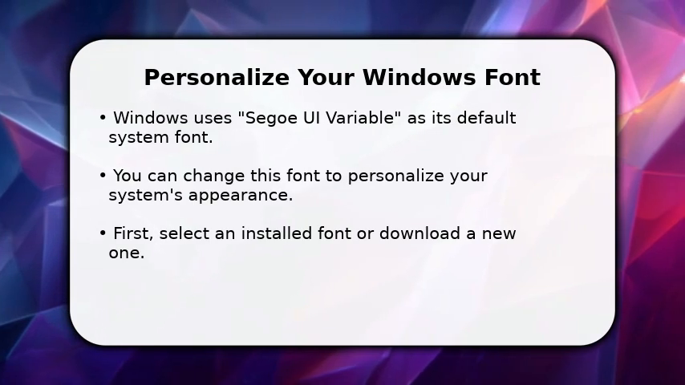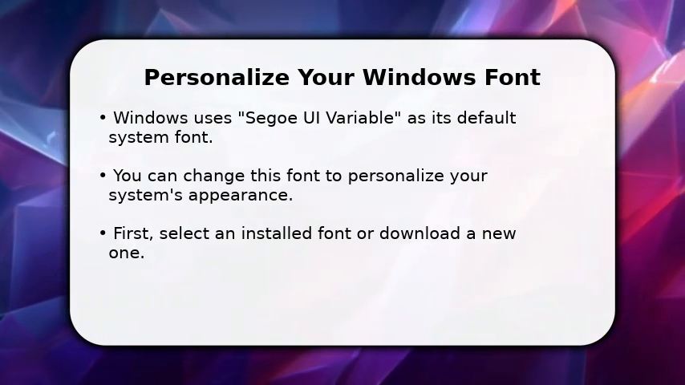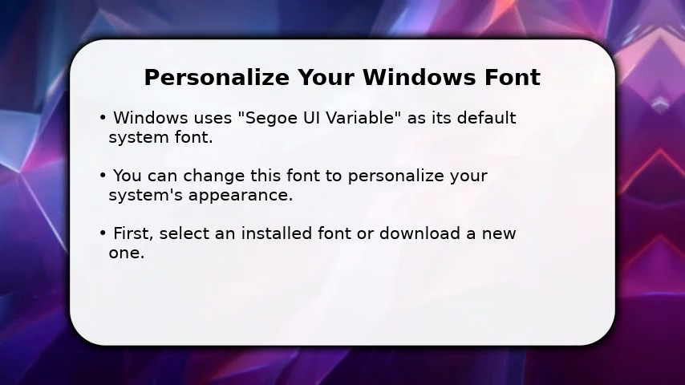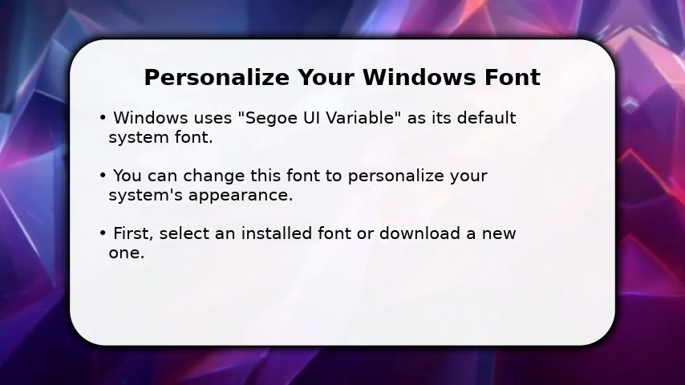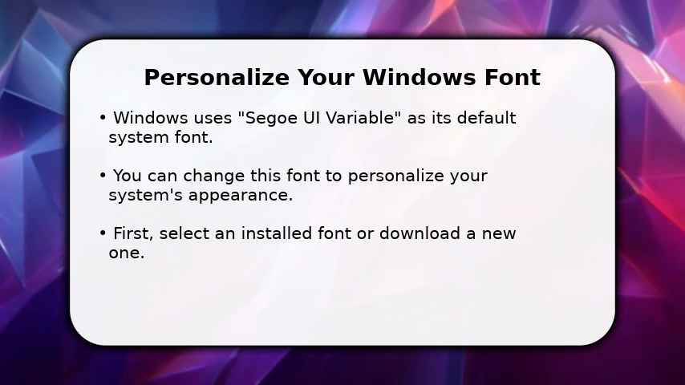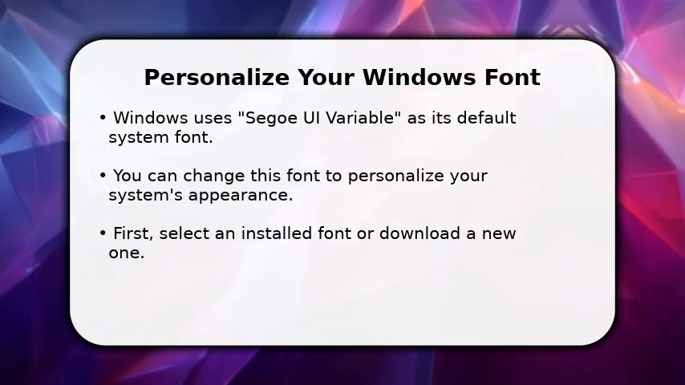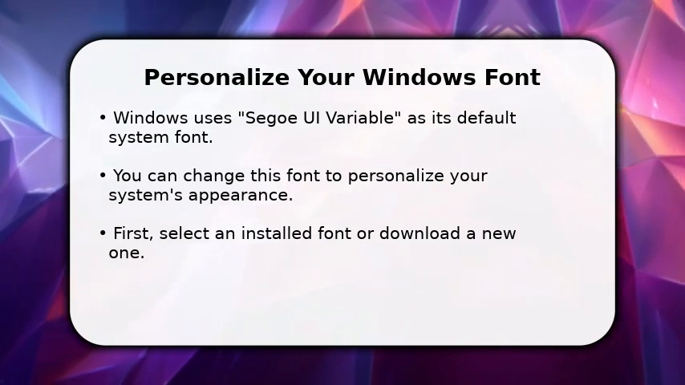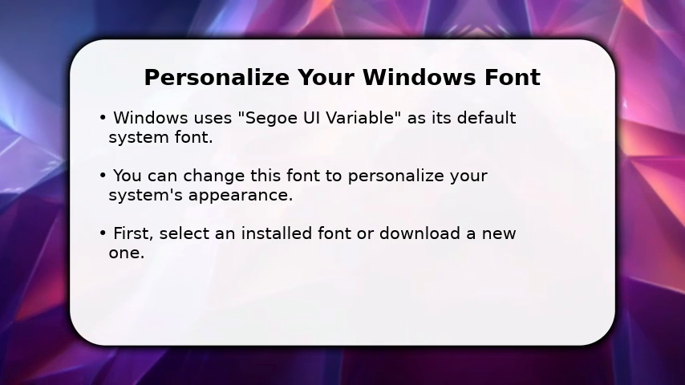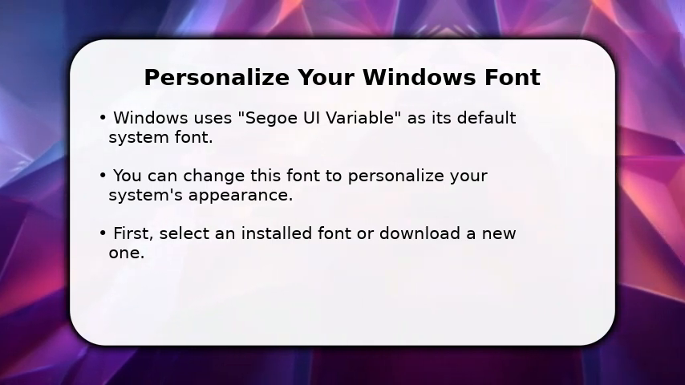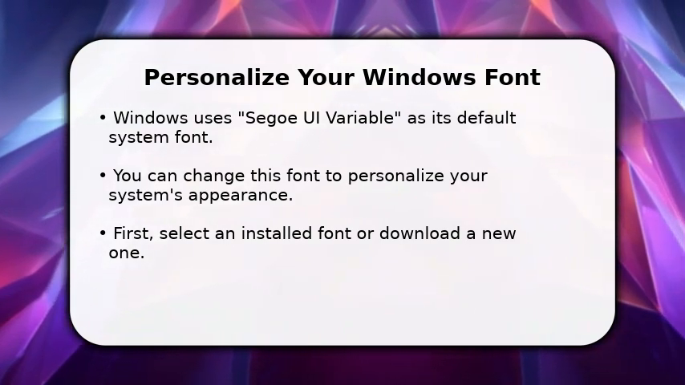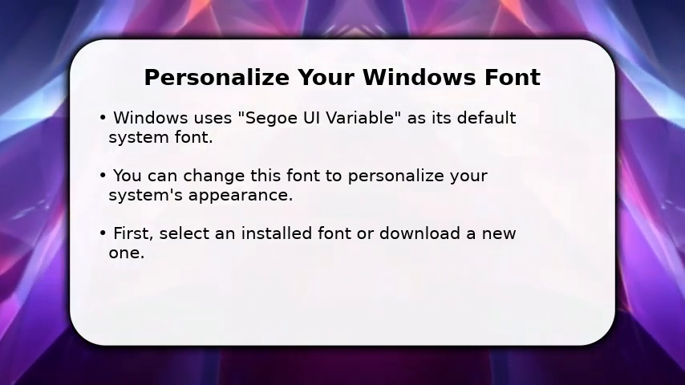Enjoy the video. In this video, I will explain how to change the default font on Windows. While Windows typically uses Segoe UI Variable as its standard, you can easily personalize your system's appearance. The first step is to choose your desired font. You can select from already installed fonts or download a new one. Once you have your font, open Settings, go to Personalization, then Fonts, and carefully note its exact full name.